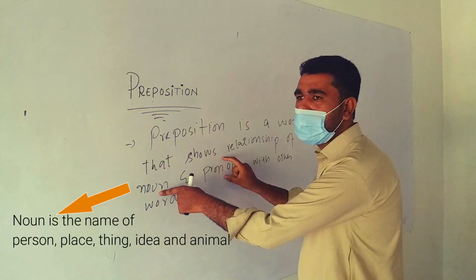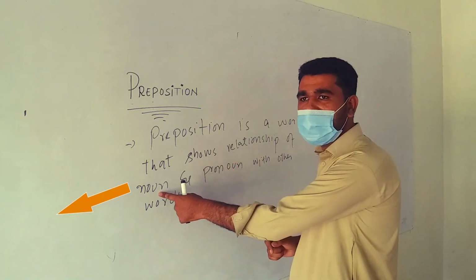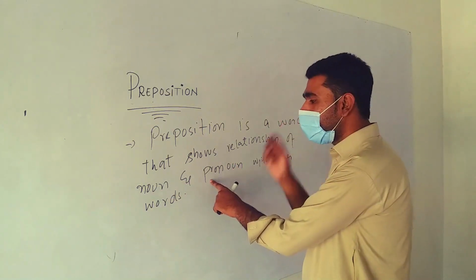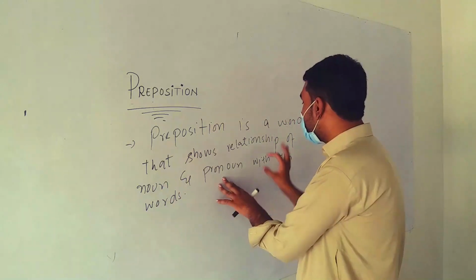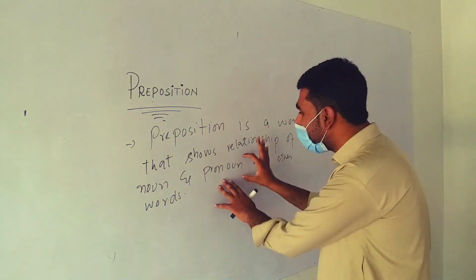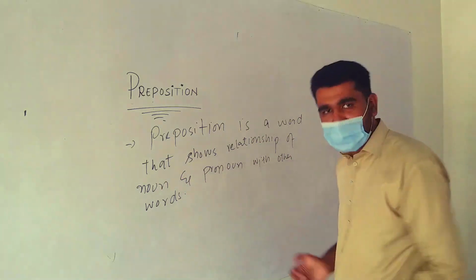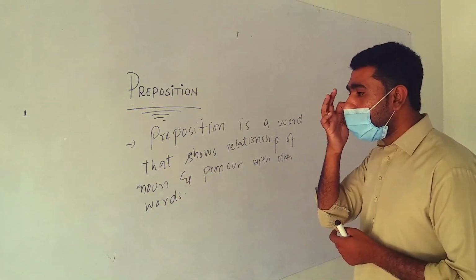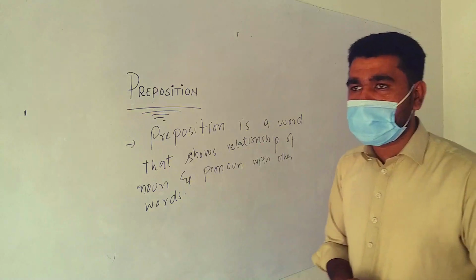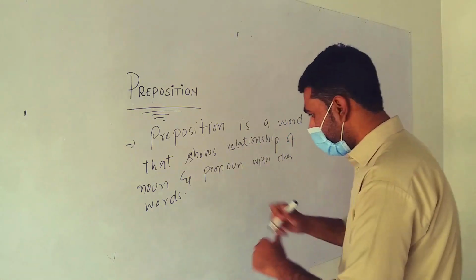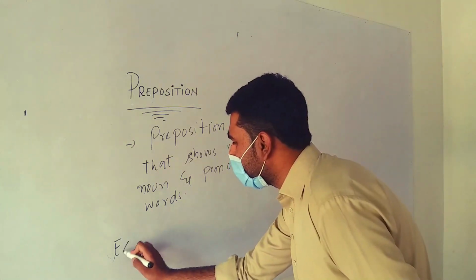As I have talked about noun, a noun is a name, a person, place, thing, an idea. And pronoun is a word that is used instead of noun. So preposition would show relationship of these words with other words in a sentence. What kinds of prepositions are there? So we are going to talk about that. I would give some examples.